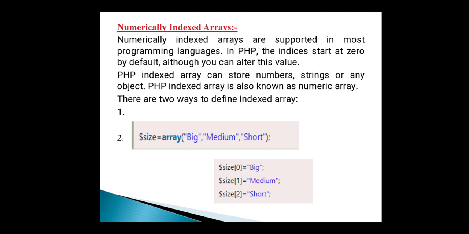There are 2 ways to define an indexed array. For example, you can see the variable declared, dollar size. I have used the array function, array in brackets, with big, medium, comma short. The other way is to use the index: $size[0] equals big, $size[1] equals medium, $size[2] equals short. So by mentioning the index value we can also define arrays.